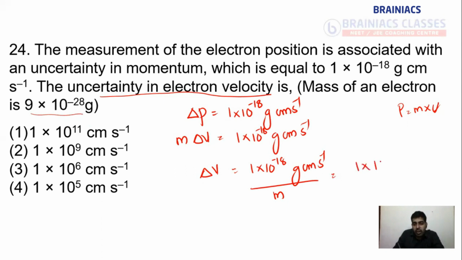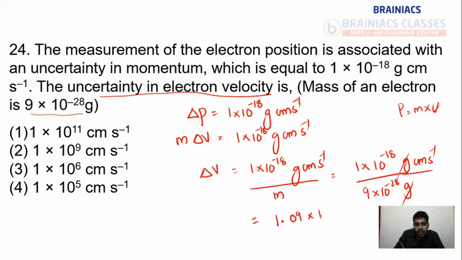So 1 into 10 raised to minus 18 grams centimeter second inverse, divided by the mass value, which is given as 9 into 10 raised to minus 28 grams. So grams and grams cancel each other. Now if you divide 1 into 10 raised to minus 18 by 9 into 10 raised to minus 28, you will get approximately the following value.